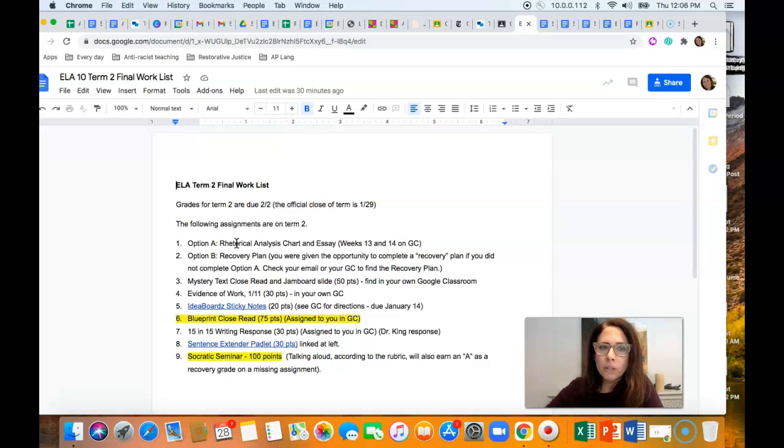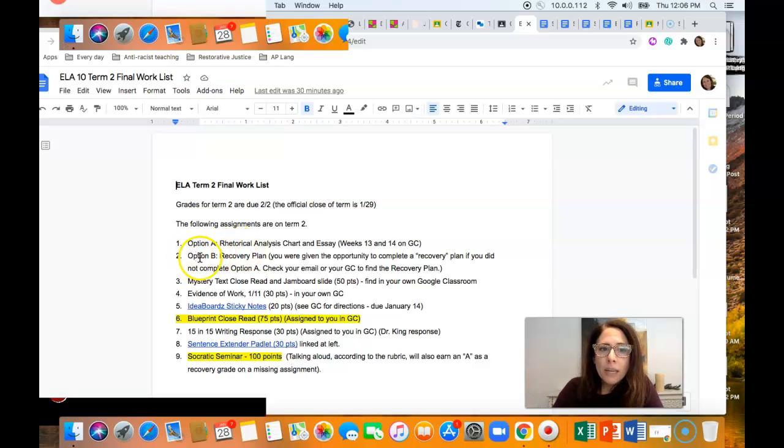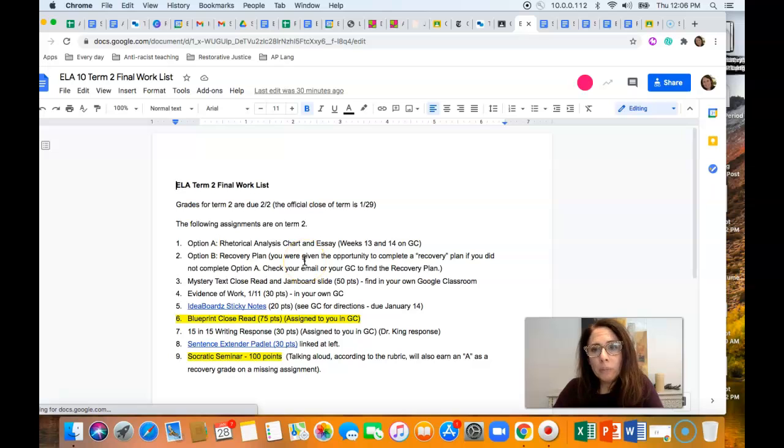So they're kind of like on a different path, and then option B is a recovery plan, and you were emailed a recovery plan and invited to complete one based on where you were prior to progress reports, and then you were also assigned a recovery plan on Google Classroom based on where you were. So you're going to complete that plan, which is basically dealing in week 13, right?